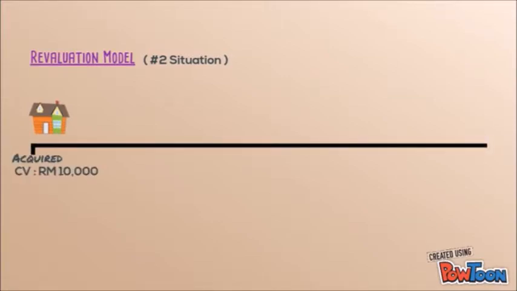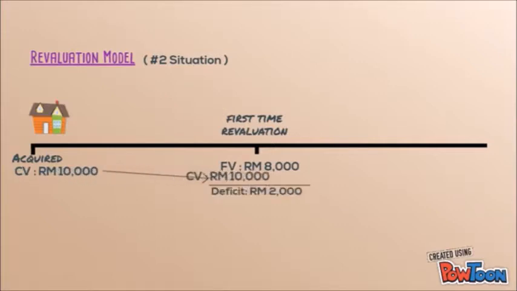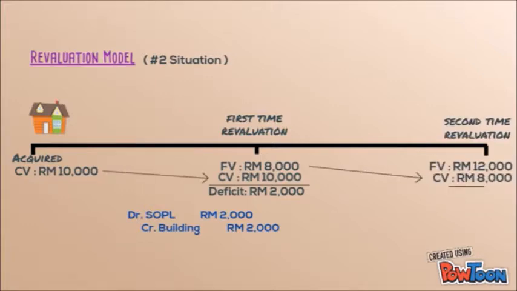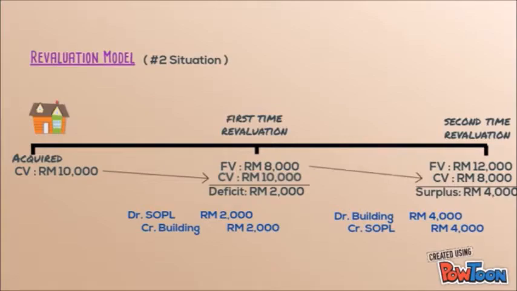Subsequent measurement. Revaluation model. Situation 2. When the first time revaluation giving a deficit, it will be expensed off into statement of profit or loss, whereas if the second revaluation giving a surplus, the surplus will be credited in asset revaluation reserves.